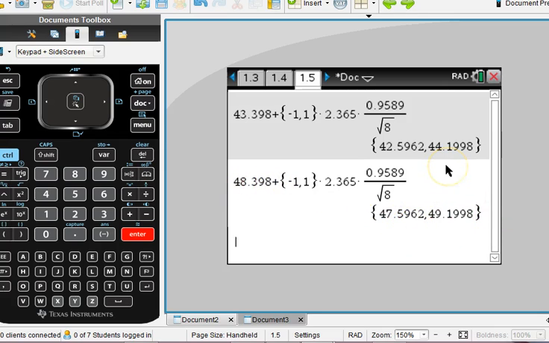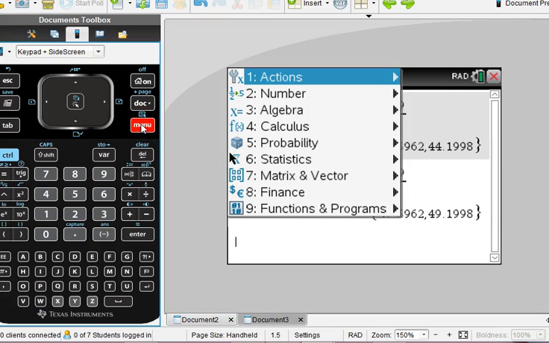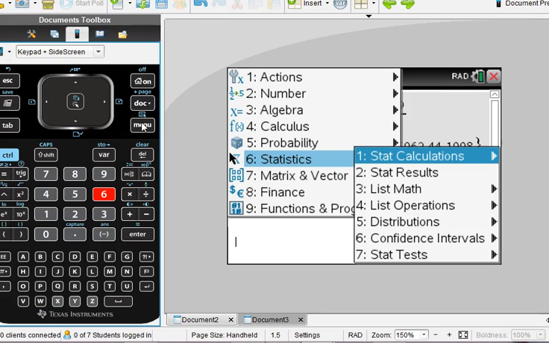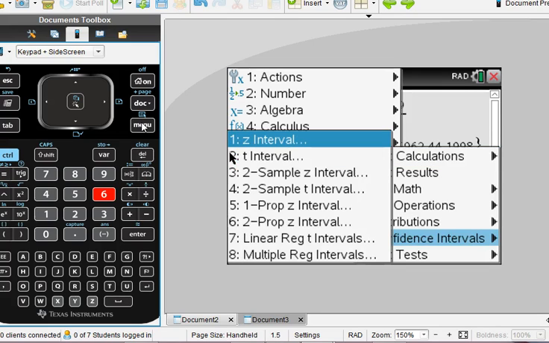Now, is there another way to get this interval a little more easily? Oh, I would hope so, yes, because this was kind of grueling to do all this. I can also go to Menu and Statistics and Confidence Intervals, number 6, and I can go to a t interval, which is number 2 here.